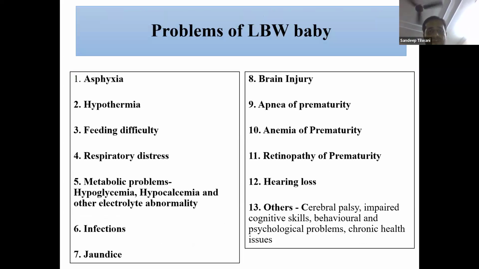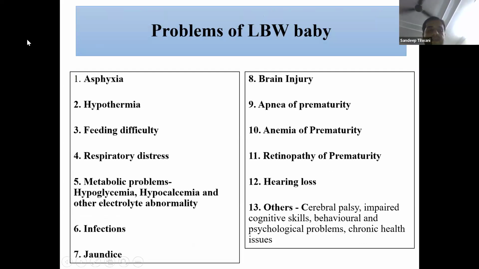Now, once we have applied the Ballard score, or with the help of LMP, or the first trimester ultrasound, we have to first differentiate whether the low birth weight baby we are seeing is actually a term baby or a preterm baby. If it is a term baby, it is most likely SGA, that is small for gestational age. Now, what are the problems we could anticipate in these low birth weight babies?